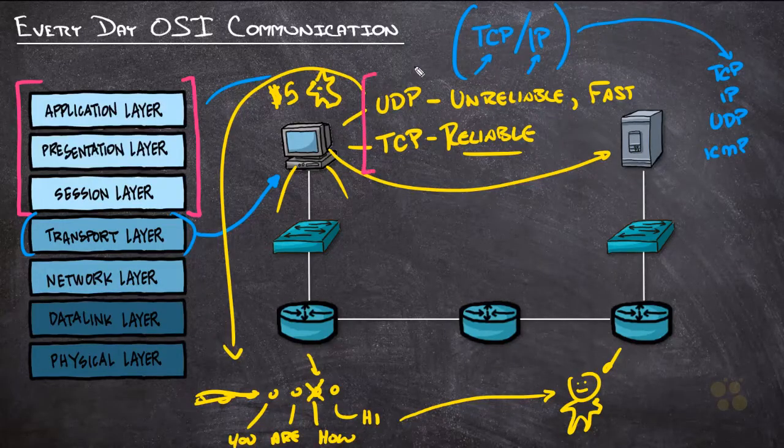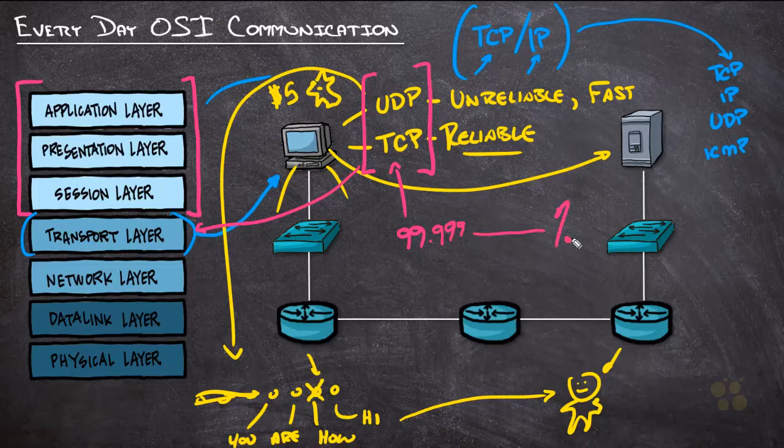There are other protocols we can choose from at the transport layer. Or when I say we, I mean the application. But this really comprises 99.9999999% of the communication that goes across the internet and our networks today.